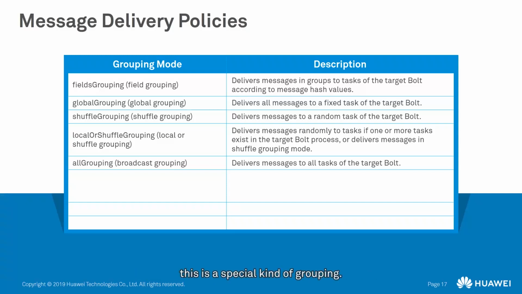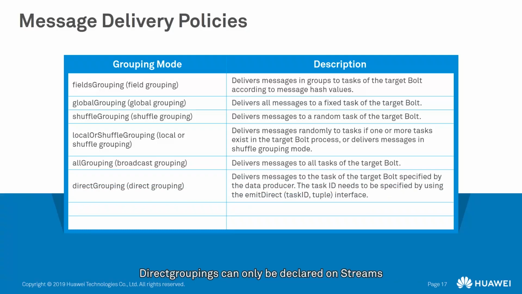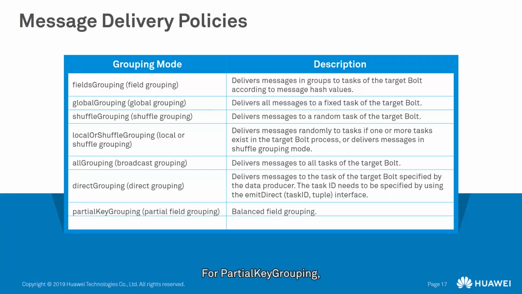For direct grouping, this is a special kind of grouping. A stream grouped this way means that the producer of the tuple decides which task of the consumer will receive this tuple. Direct groupings can only be declared on streams that have been declared as direct streams. A bolt can get the task IDs of its consumers by either using the provided topology context or by keeping track of the output of the emit method in the output collector.